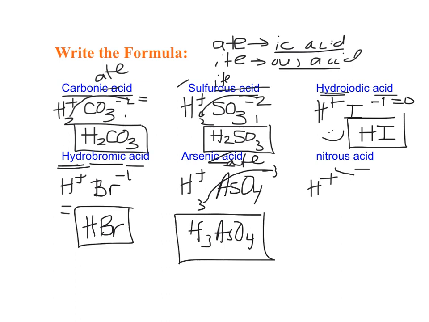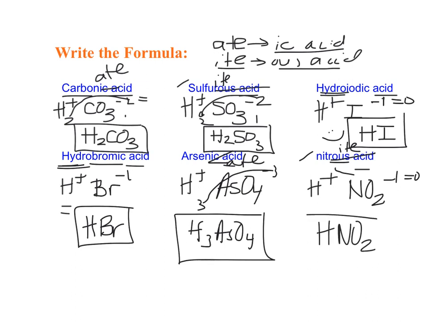And then last one, nitrous acid. So we know acids have to have an H. Nitrous, this is coming from a group because I don't see hydro. Ous came from ite. So this is nitrite, which is NO2 -1. Our charges are already balanced. So you just have 1 of each ion, a 1-to-1 ratio.